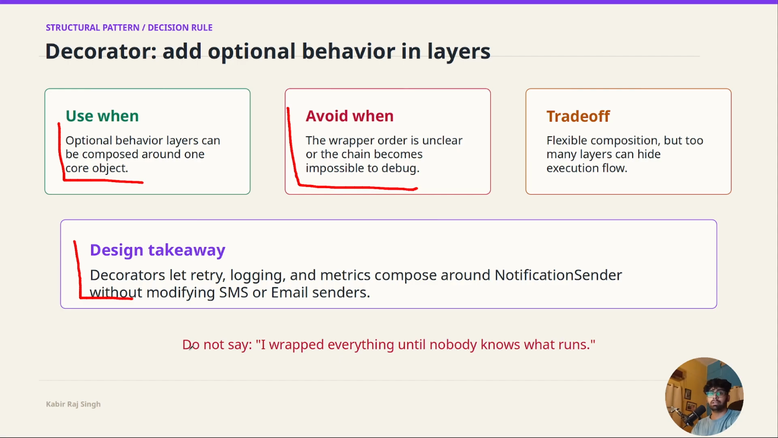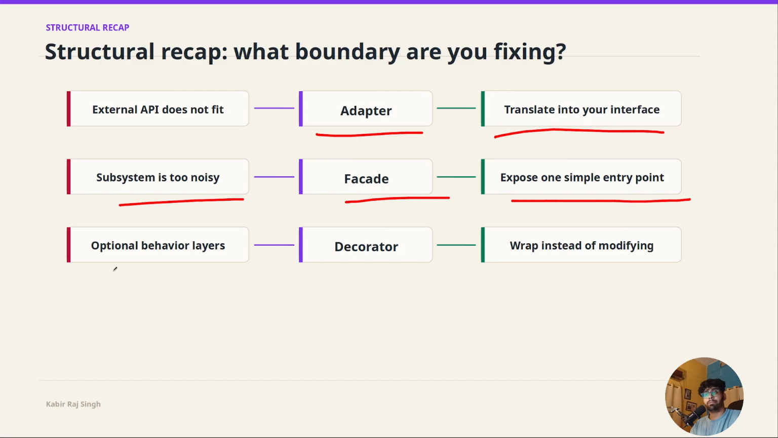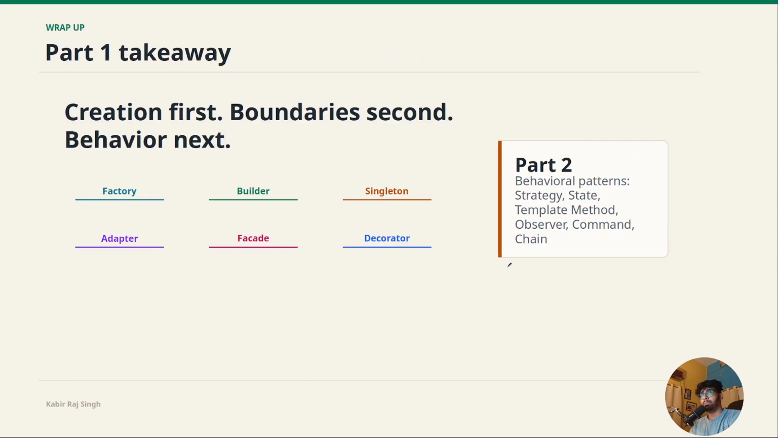around a stable interface. If you want a recap: whenever an external API is not fitting, you use the adapter pattern to translate into your interface. When a subsystem is too noisy, use a facade pattern to expose one simple entry point. For optional behavior layers, use a decorator to wrap instead of modifying the class.